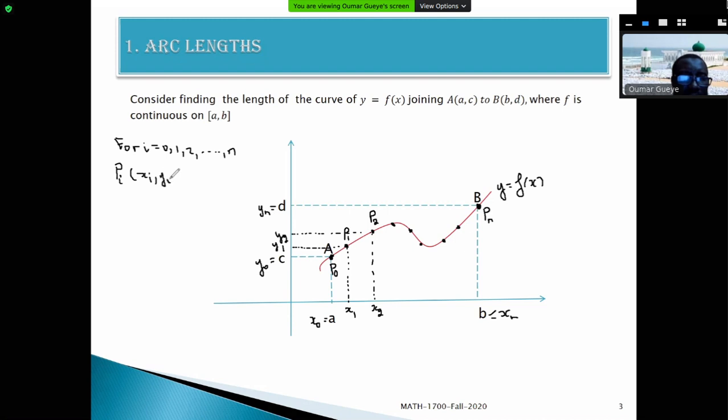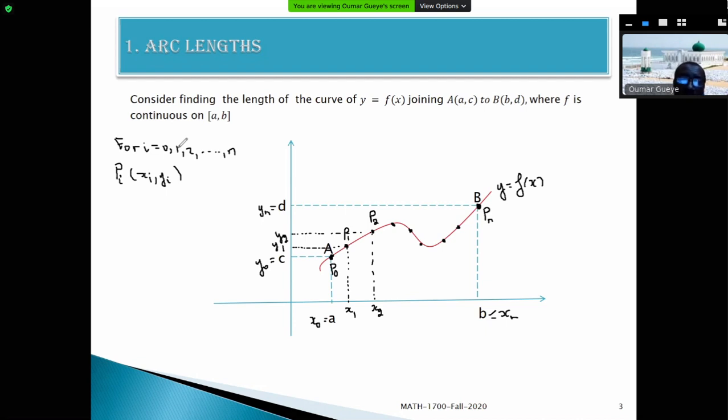You can see here when i is equal to 0, we get the point p0 with coordinates x0 and y0. When i equals 1, you get the point p1 with coordinates x1 and y1. For the index i equal to 2, you get the point p2 equal to x2, y2, and so on, up to i equal to n, you will get the n plus 1 point, pn, which is xn and yn.